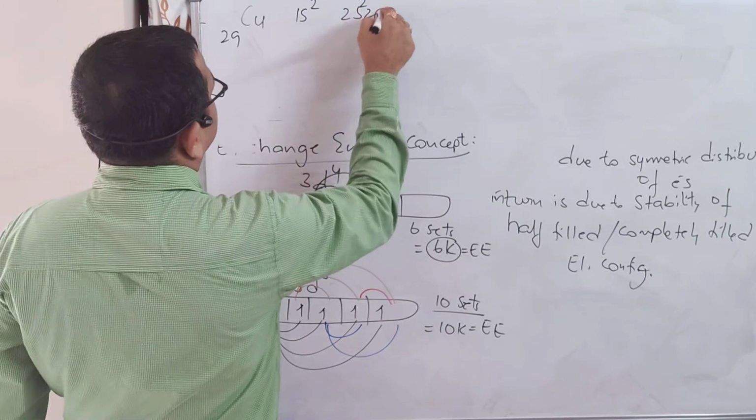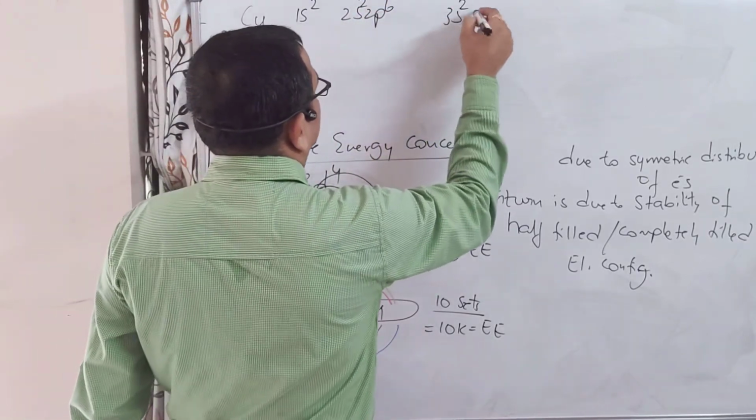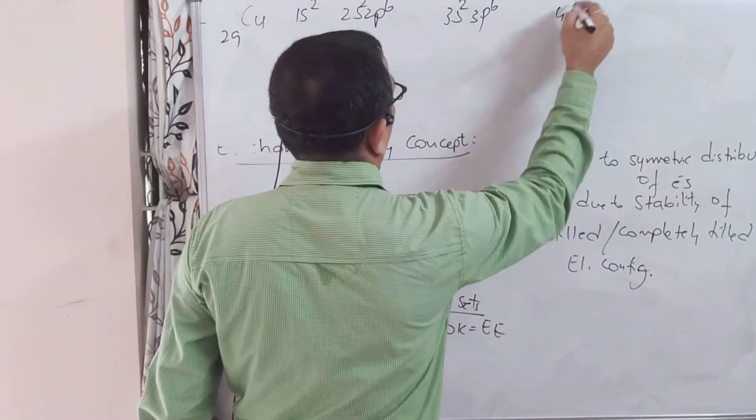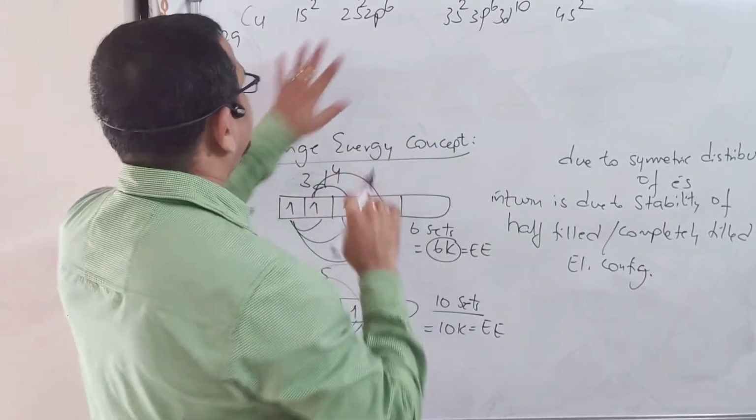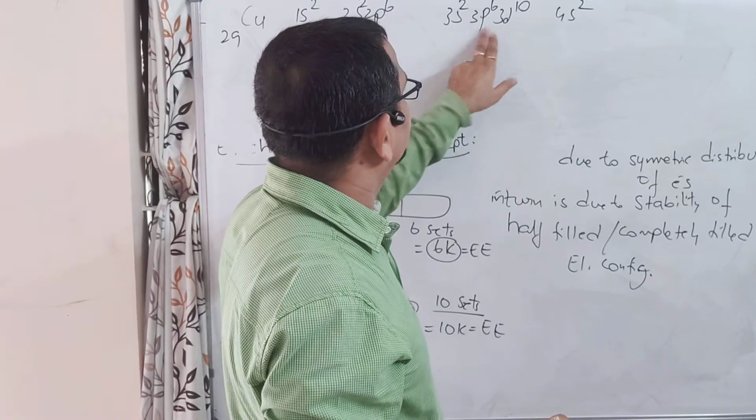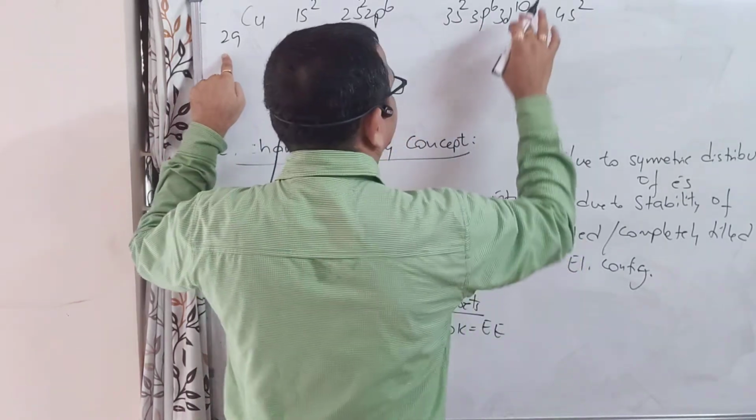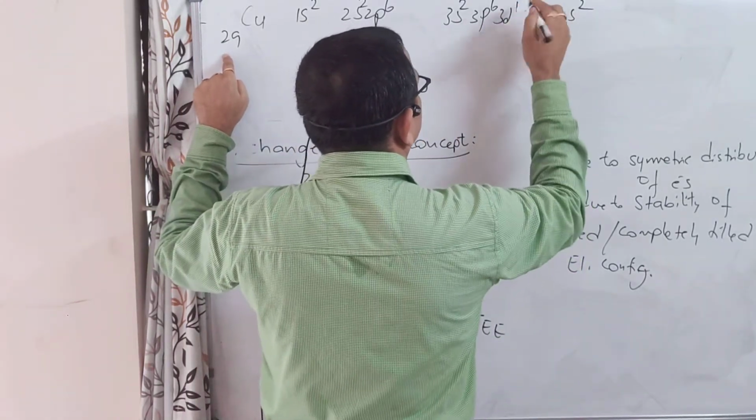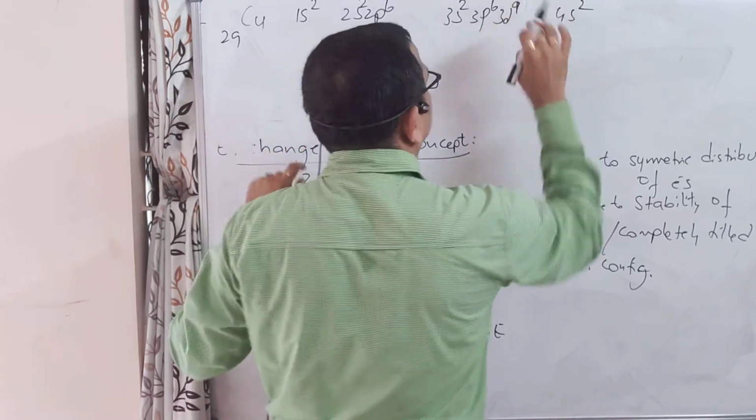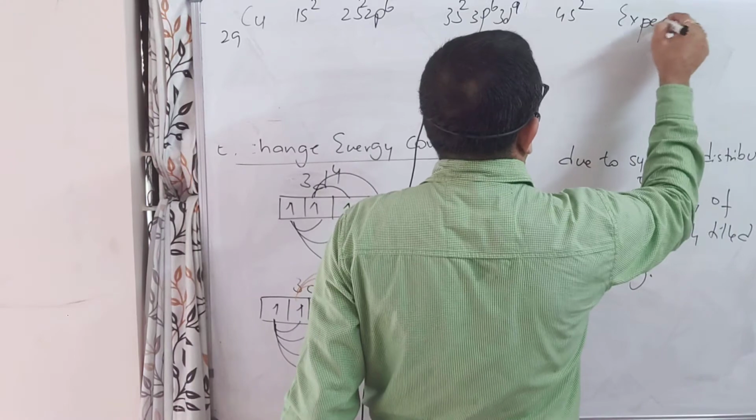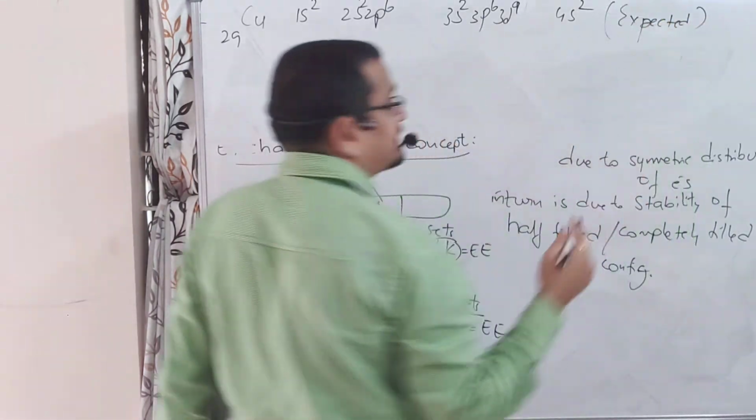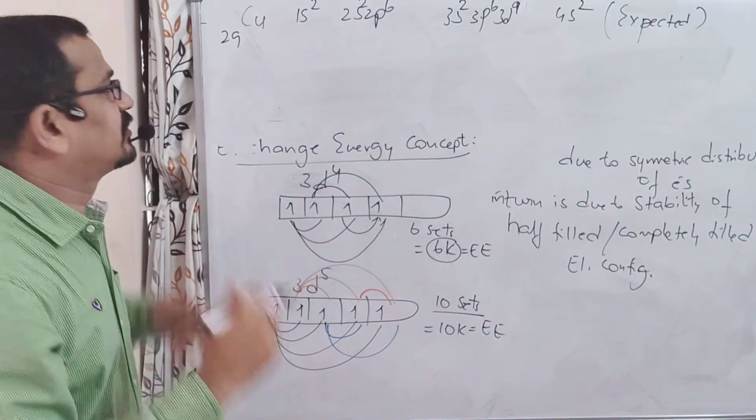1s2, 2s2, 2p6, 3s2, 3p6, 4s2, 3d10. So how many electrons are filled? 10 plus 10, 20, 28, 30. Copper is 29, so it is 3d9. It's not 3d10, it is 3d9. This is the expected electronic configuration according to the Moeller diagram, or energy of orbitals.